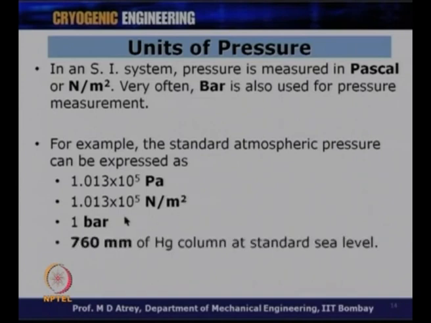We have 1 bar, or 760 millimeter of mercury column at standard sea level. These are our standard units of pressure, which we normally use in thermodynamics, heat transfer, fluid mechanics and things like that.